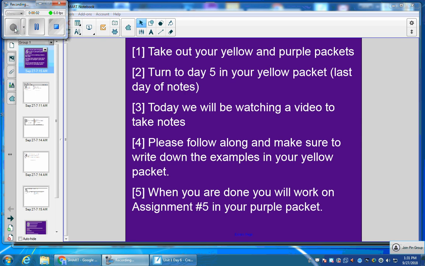Good morning. Please take out your yellow packet and purple packets, please. Today you're going to be taking notes, so turn to page, I don't know what page it is. I think it's the last page in your notes. Turn to day 5, it's called. It's the very last section of your notes in your yellow packets.